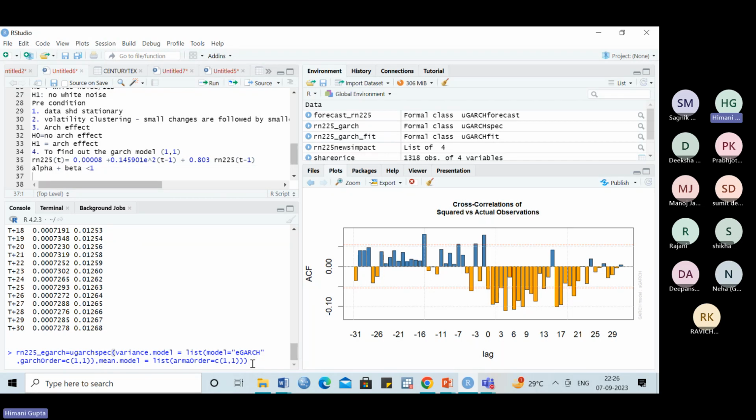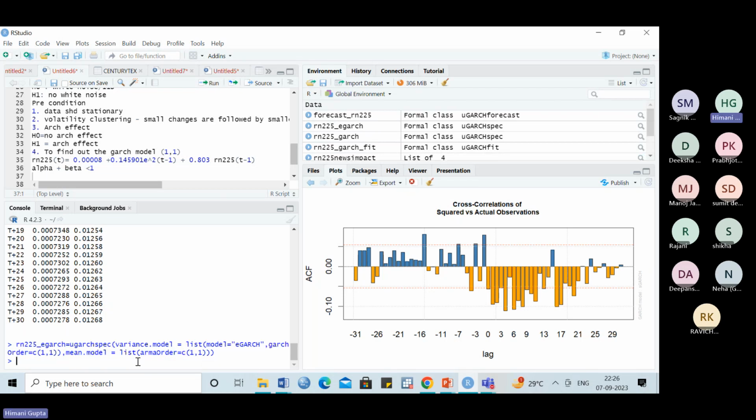In the previous command, I have not used the word standard GARCH. It's understood, it's the default. If you want to use it, you can write sGARCH. You will get the same results. Now again, next command, I'm going to make it for the fit.